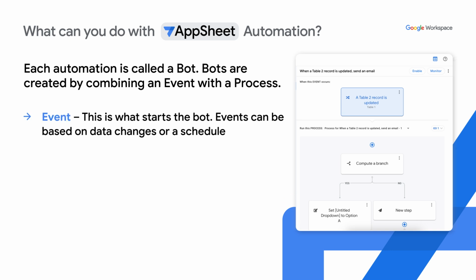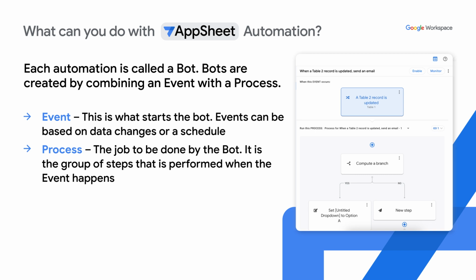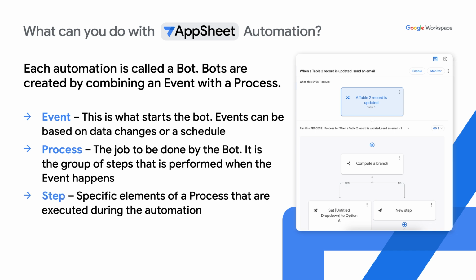Events are what starts off the bot or triggers it to run. They can be based on data changes or on a schedule. Processes are jobs to be done by the bot. It's a group of steps that is performed when the event happens. And steps are specific elements within a process that are executed during the automation.